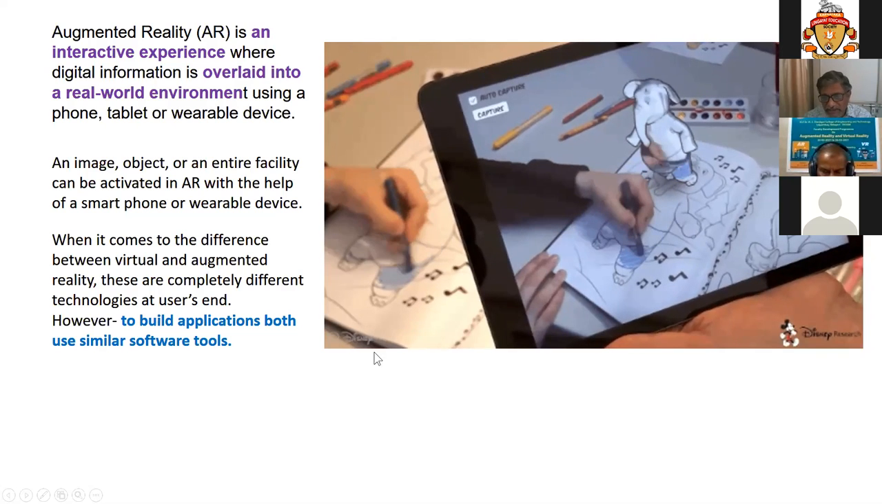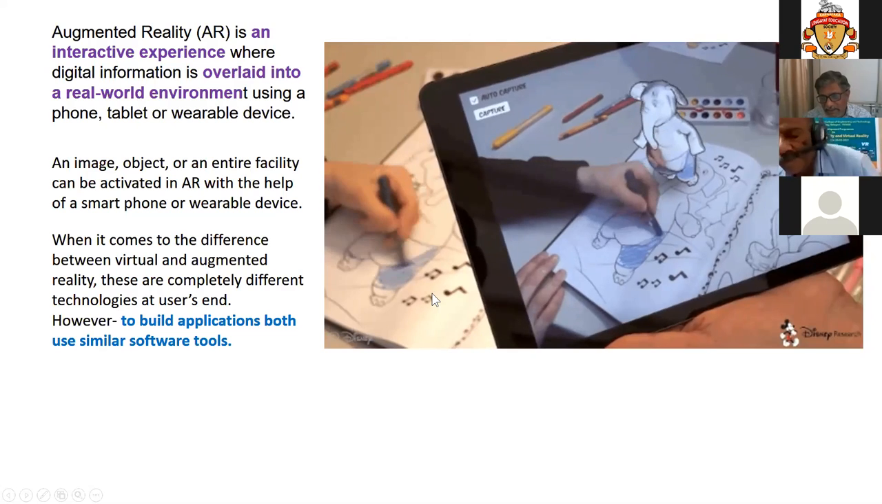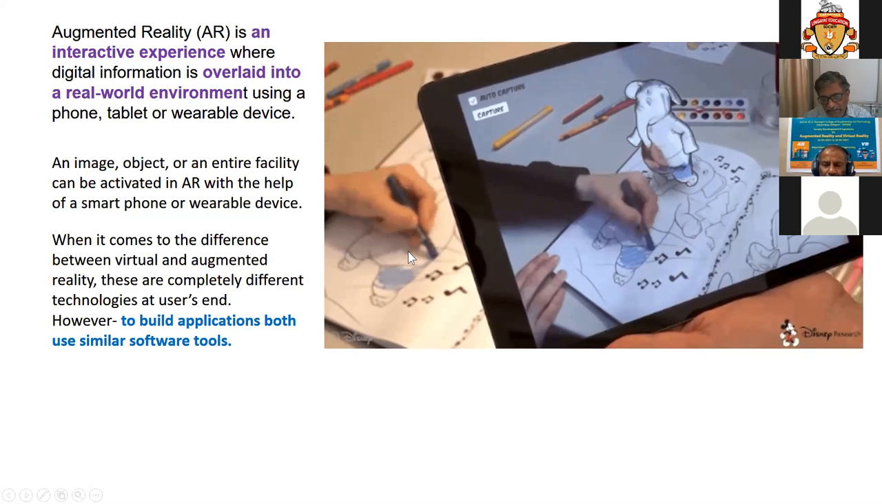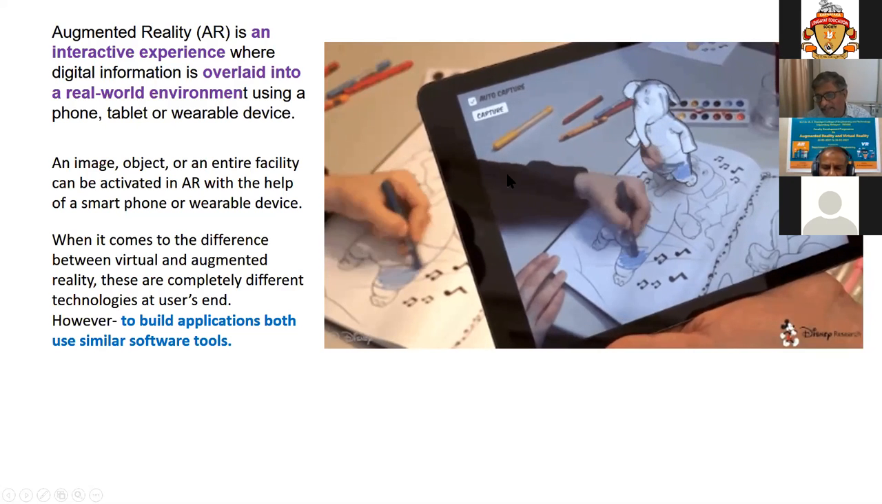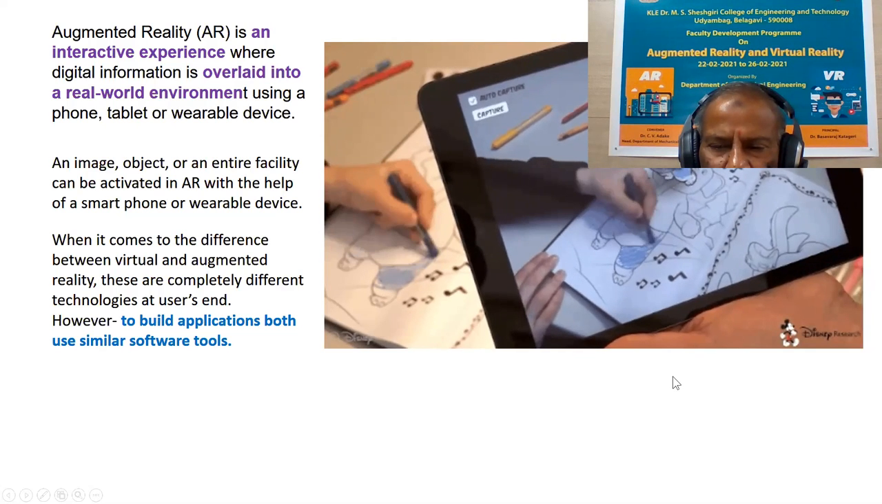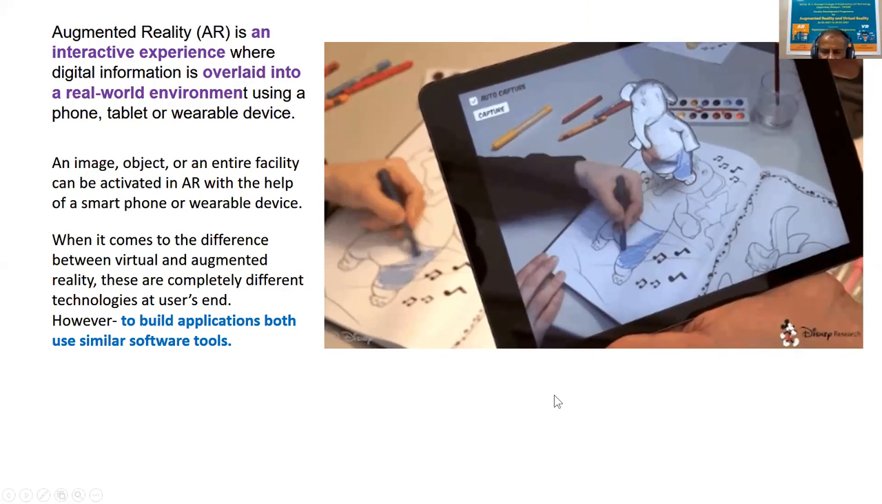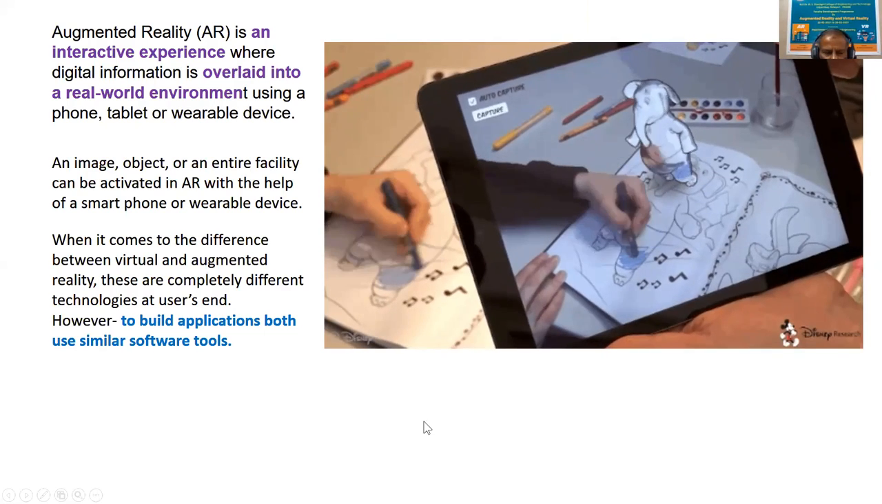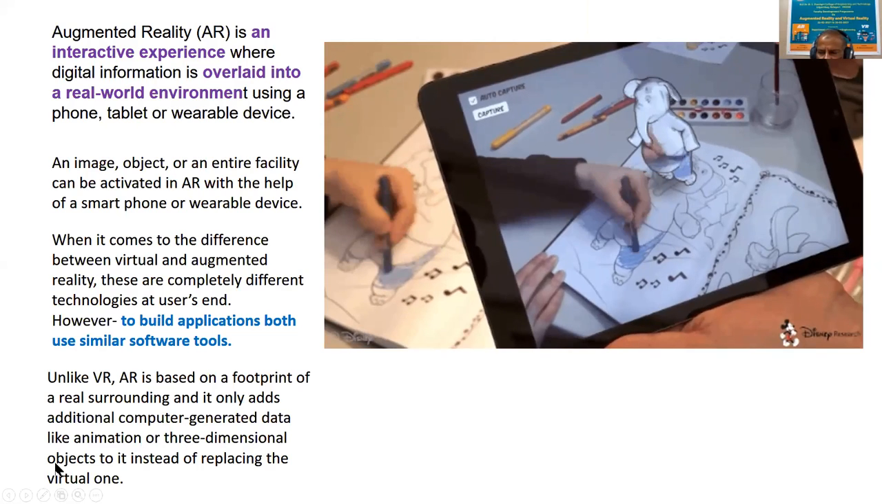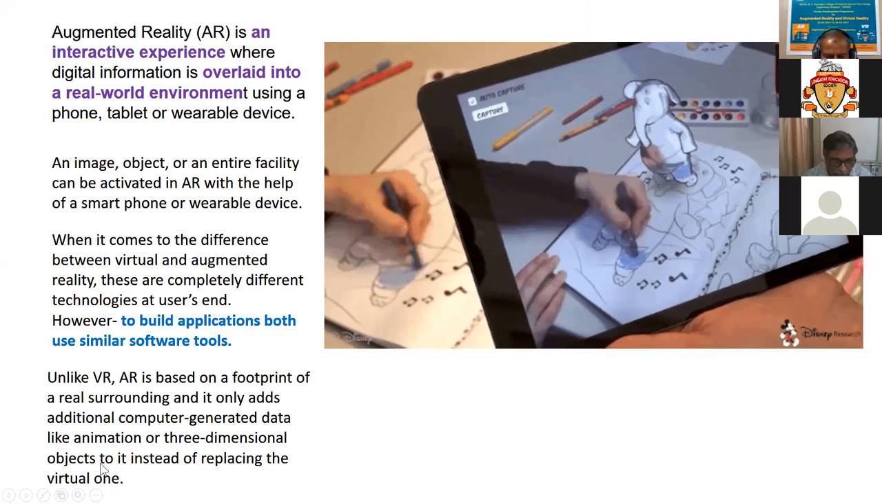Here, what you see is an application in education. The child is coloring a book, and very soon the child loses interest in a simple figure. An AR application creates more interest by making a three-dimensional view of it, and as the child paints, you can see the painting on the actual object. So we are augmenting the experience, making it much more interesting and real for anybody to use. Unlike VR, AR is based on a footprint, a real surrounding, and it only adds additional computer-generated data like animation or three-dimensional objects to it instead of replacing the entire world with a virtual one.